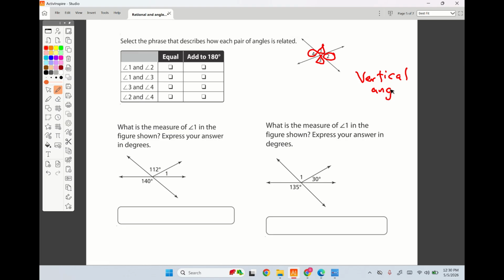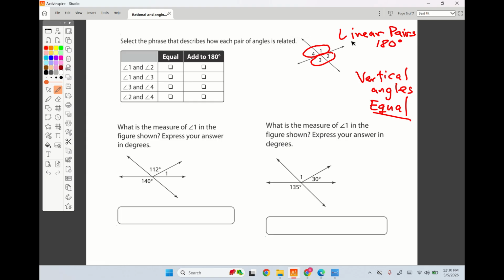They have to be. So over here, let's just check the boxes. 1 and 2 are right next to each other, so they add to 180. 1 and 3 should be equal. 3 and 4 are right next to each other, so they need to add up to 180. 2 and 4. Let me clear that up so we can see it. 2 and 4 are right across from each other, so they are equal to each other, vertical angles. So that's the concept you're going to use when you're finding these missing values here.